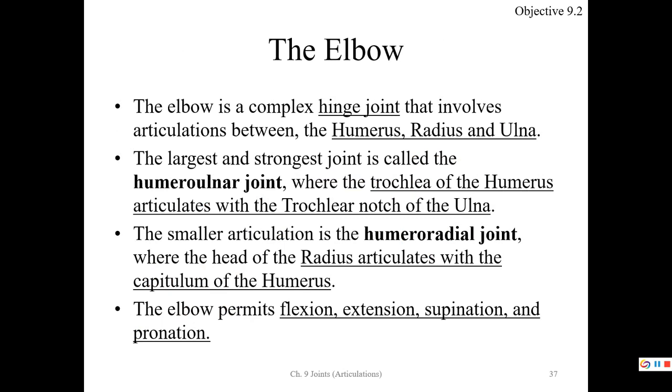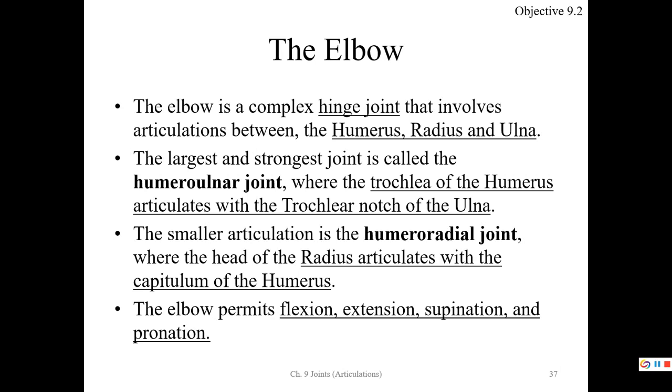Now, we say it's a complex hinge joint because there are some other motions other than just hinge motions that happen. The strongest joint is the humeral ulnar, and that's where the trochlea, I almost said trachea. I taught respiratory today in A&P2, so trachea was in my head. I apologize. The trochlea of your humerus is going to go to the trochlear notch of the ulna. Okay, trochlear notch of the ulna is going to be on the trochlea of the humerus. Sometimes called the semilunar notch.